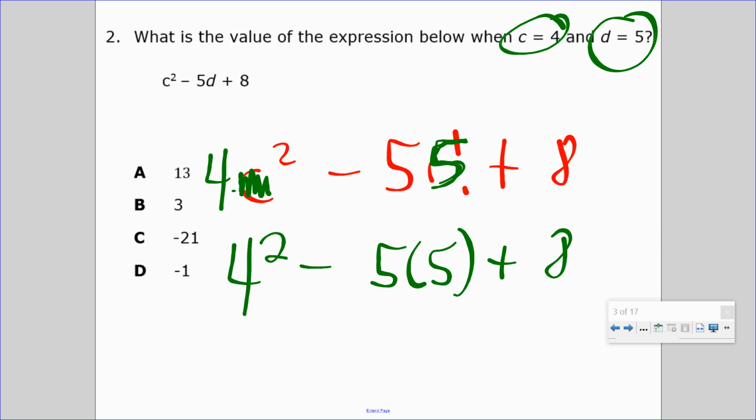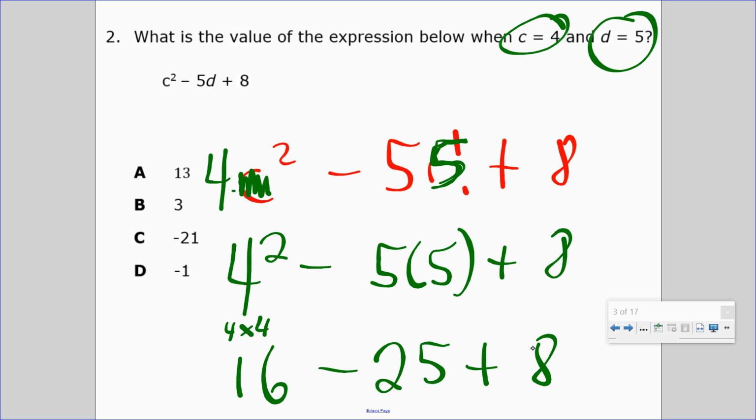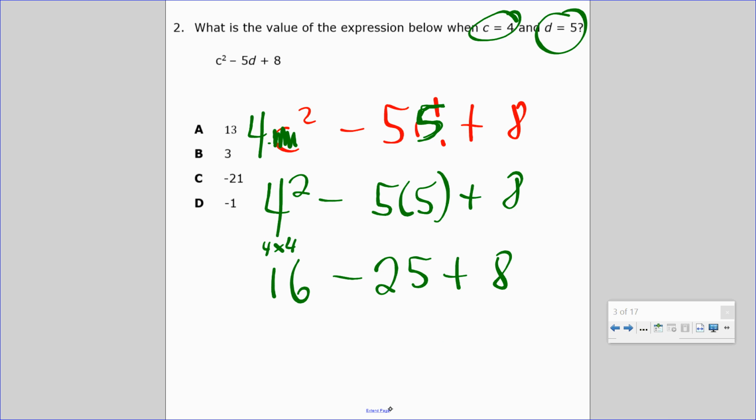What is 4 squared, or repeated multiplication, 4 times 4? 16. Minus, what's 5 fives, 5 groups of 5? 5 times 5 is 25. Plus 8, so we have 16 minus 25 plus 8. You could draw the picture if you want to, but we're not, so we have 16 minus 25, which is like negative 25. What do you have more, positive or negative? More negatives by 9, plus 8.